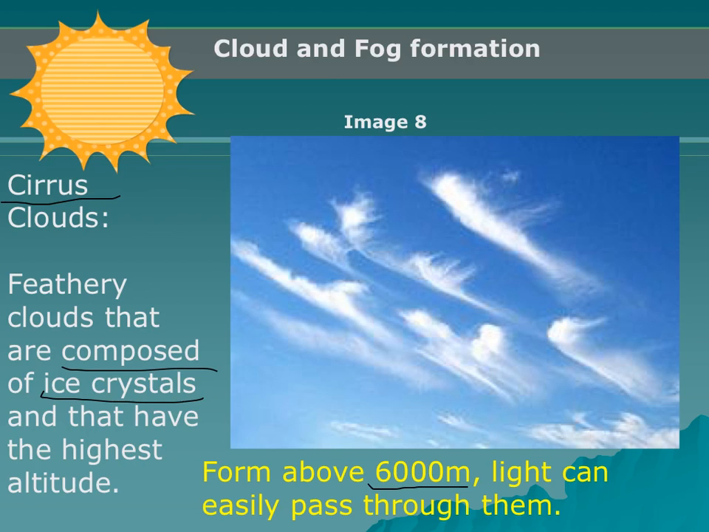And so we're going to start with the cirrus. As I said, they're made mostly of ice crystals. They're feathery clouds. They have some of the highest altitudes, and they form around 6,000 meters.